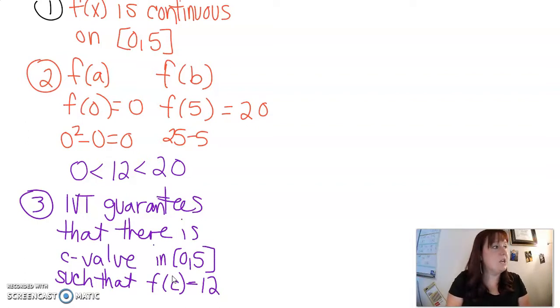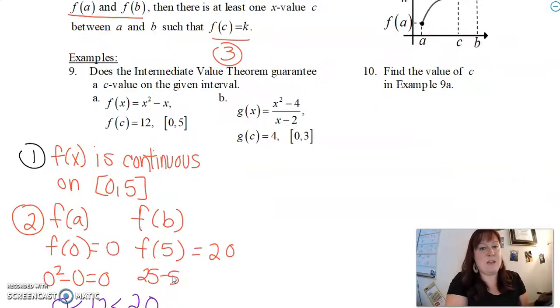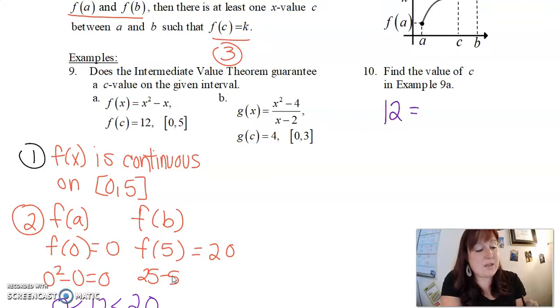Does that make sense? So then we could check for that c value. It doesn't ask us on this one to find the c value. Oh, that's on the last one. I'll go ahead and do that. It says find the value of c in example 9a. So we say there is some number that when I put it in, it spits out 12. So then y would be 12, right? And then I just have to figure out x squared minus x. When would x squared minus x equal 12?